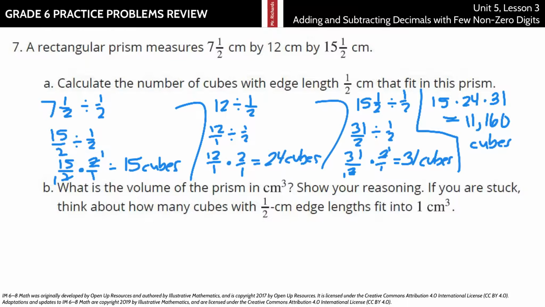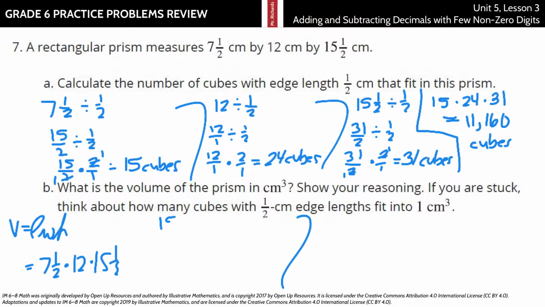What is the volume of the prism in cubic centimeters? Show your reasoning. If you get stuck, think about how many cubes with ½ centimeter edge lengths fit into 1 cubic centimeter. A couple different ways of going about this, all right? The first way is just to kind of gut it out, knowing that volume equals length times width times height. And what I mean by that is to literally take the 7.5 times the 12 times the 15.5.